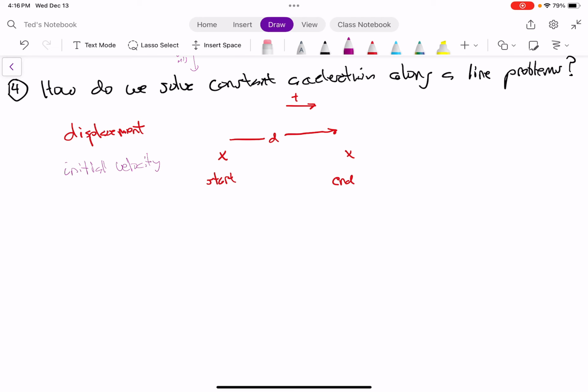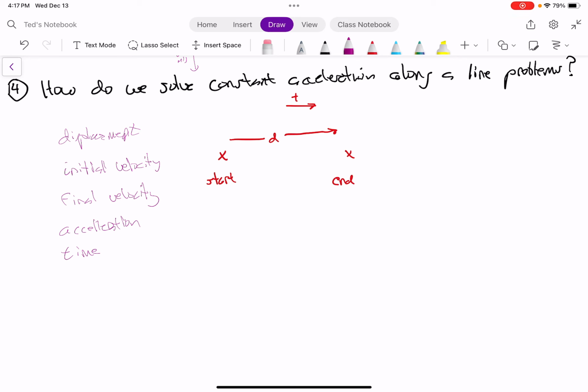How fast we were going at the beginning of the acceleration, our final velocity, how fast we were going at the end of the acceleration, and the time. So of those 5 quantities, if we know 3 of them, we can find the other 2. So as long as we know 3 of these 5 quantities, we can always find the other 2. And the idea is, displacement is how far we've moved.